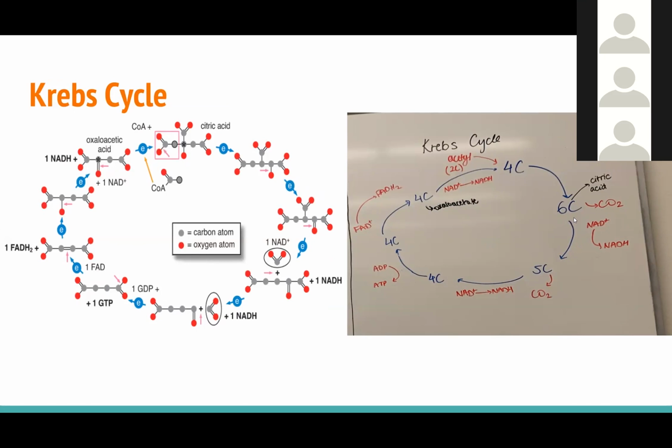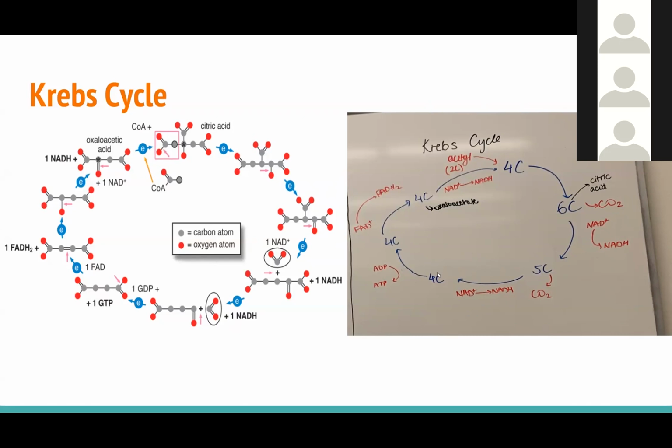And then 1 molecule of CO2 is given off, and then the 6-carbon molecule becomes a 5-carbon molecule. And when the CO2 is given off, you also reduce 1 NAD plus to 1 NADH. And then the same thing happens again. Your 5-carbon molecule gives off 1 CO2, and then 1 NAD plus is reduced to 1 NADH. And then you have a 4-carbon molecule. And now we don't want to give off any more carbon dioxide. We want to keep it at a 4-carbon oxaloacetate.